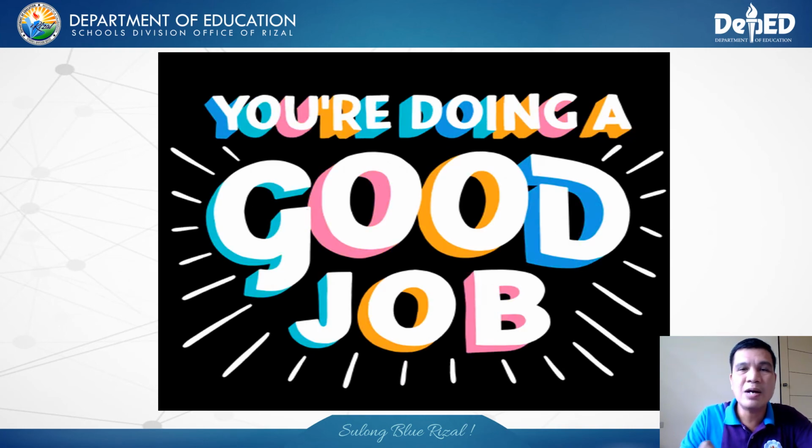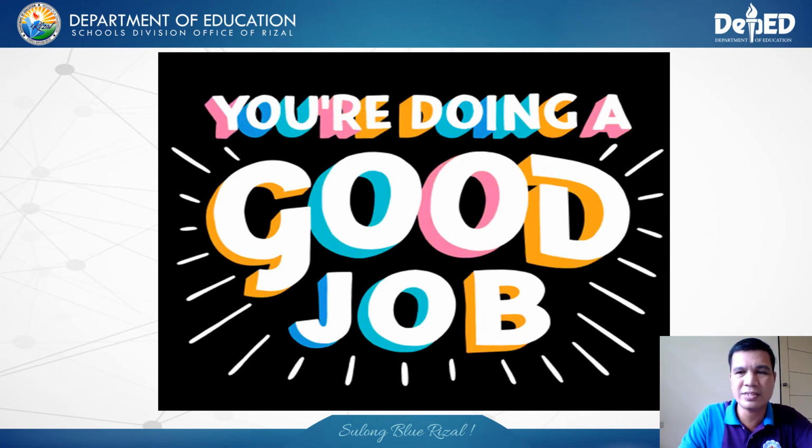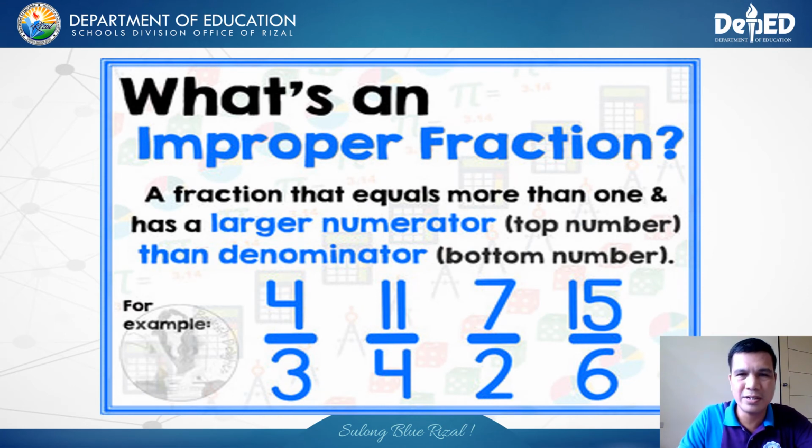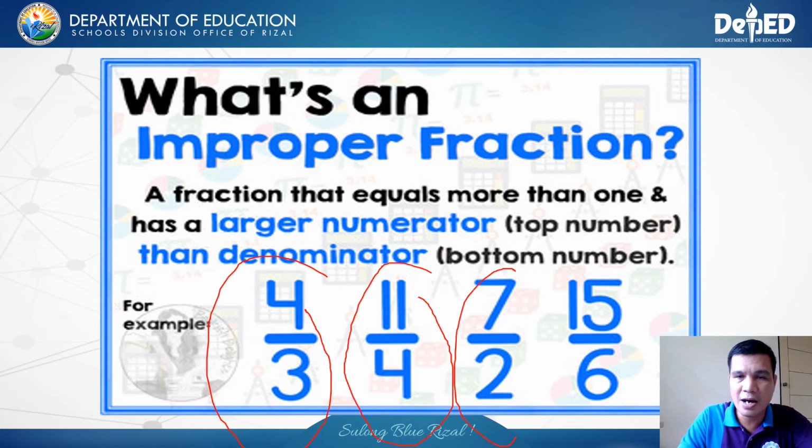So I hope na alam nyo na kung paano we express in lowest term ang ating mga proper fraction. So let us go with our second topic, improper fraction. How are we going to express improper fraction to lowest term? But before that, what is an improper fraction? A fraction that equals or is more than 1 and has a larger numerator, the top number, than the denominator, the bottom number. The examples are 4 thirds, 11 fourths, 7 halves, 15 sixths. So, as you can see, the numerators are greater than the denominators. So, those are examples of improper fractions.